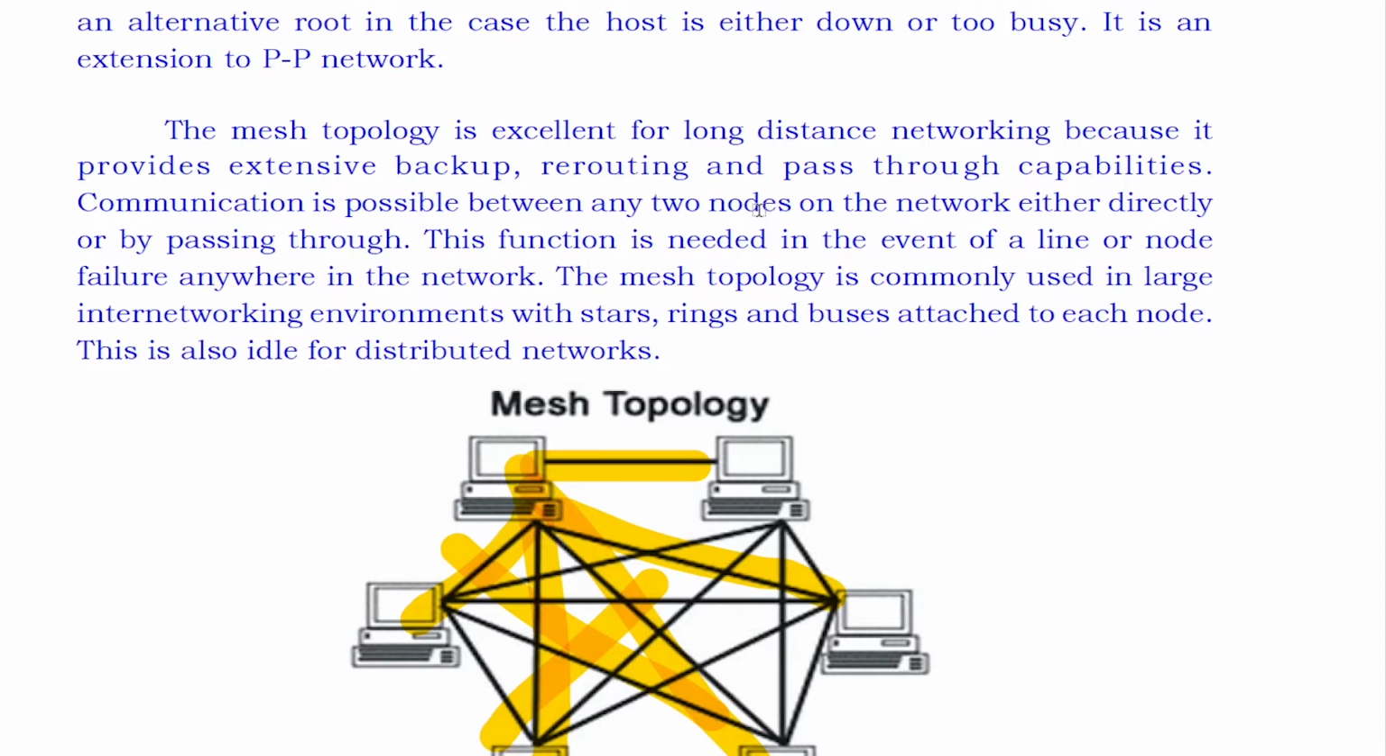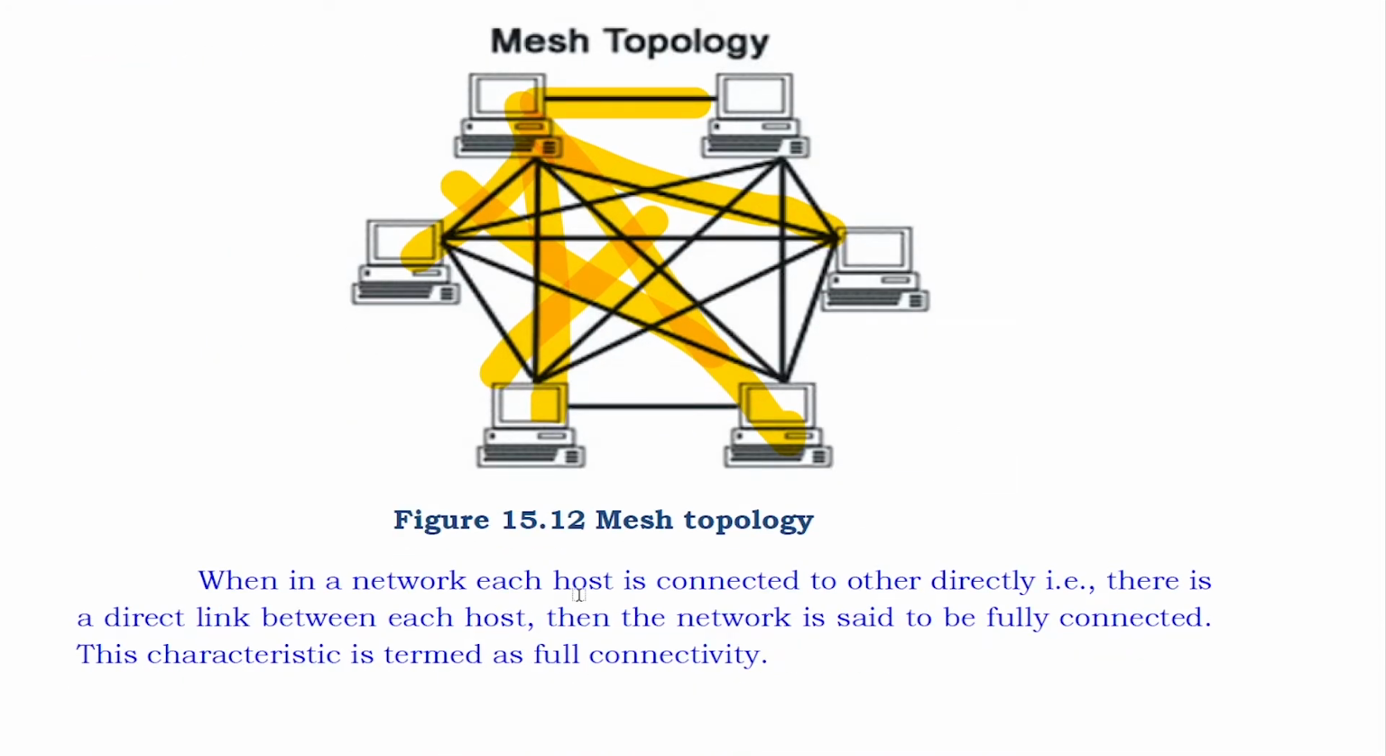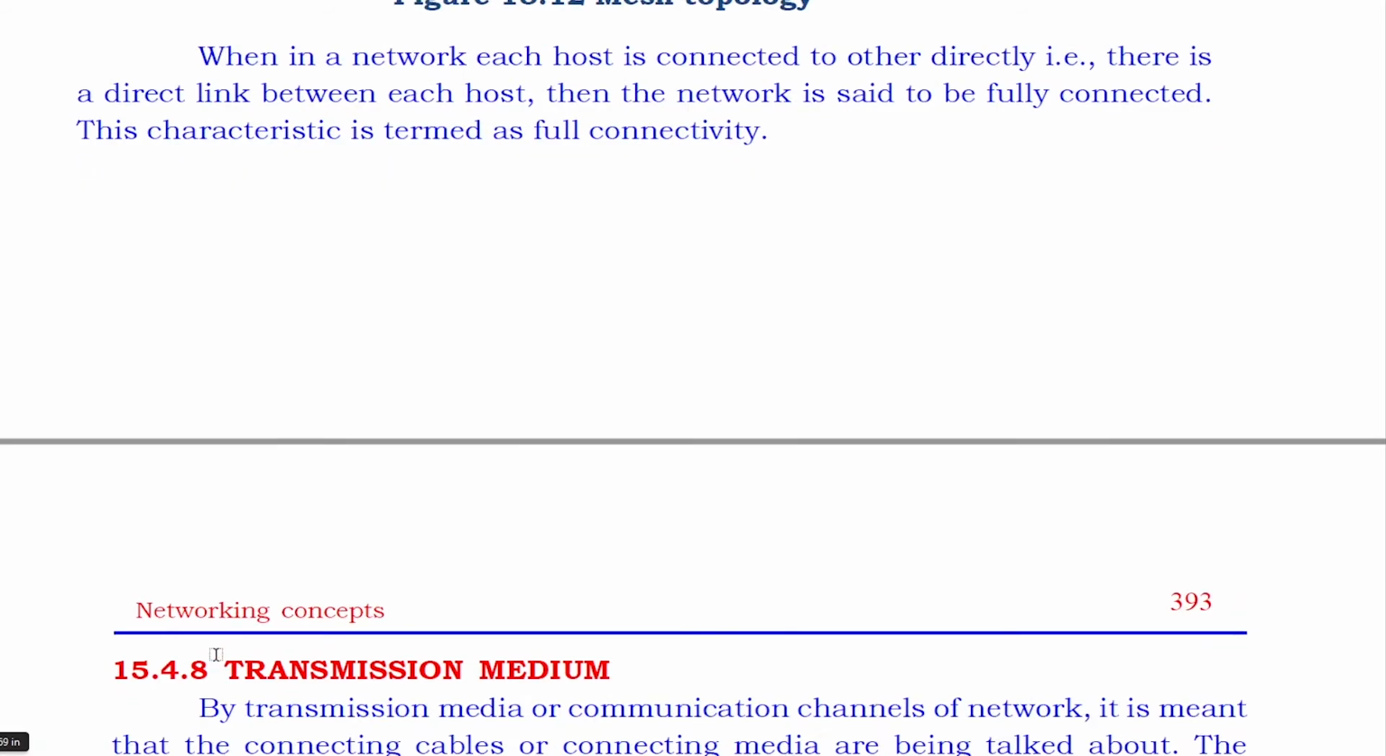So the mesh topology is commonly used in a larger internetworking environment with the star, rings and buses attached to each node, and is also ideal for distributed networks. When in the network each host is connected to the other directly, that is, there is a direct link between each host, then the network is said to be fully connected. This characteristic is termed full connectivity.